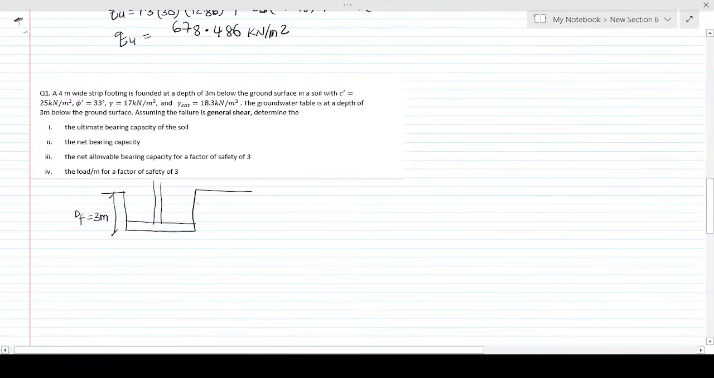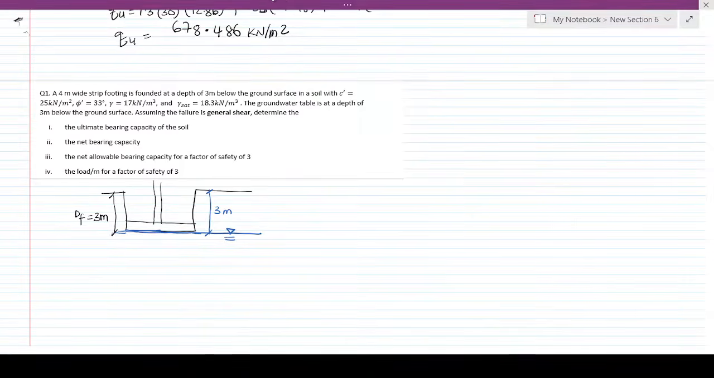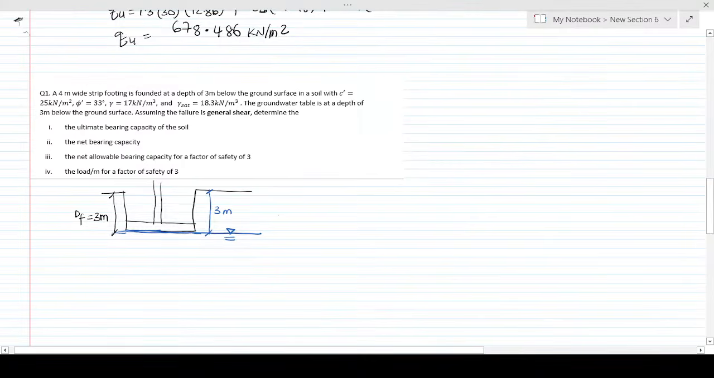Right. Then the groundwater table is at a depth of what? 3 meters from the ground surface. So the groundwater table is also here, at the base of the foundation like this, and it is 3 meters. Right. So it's at the base of the foundation, just as you can see. Okay, so with this schematic diagram, we are good to go.